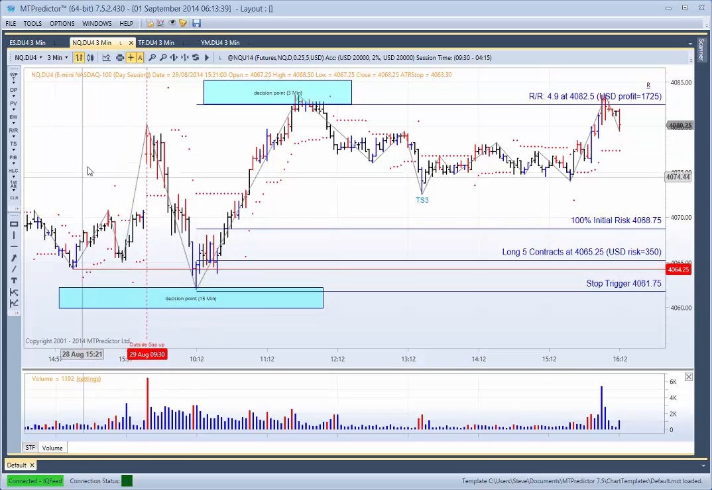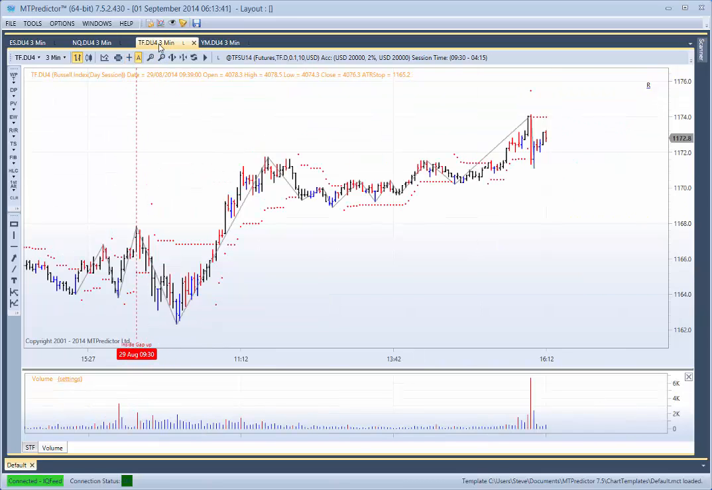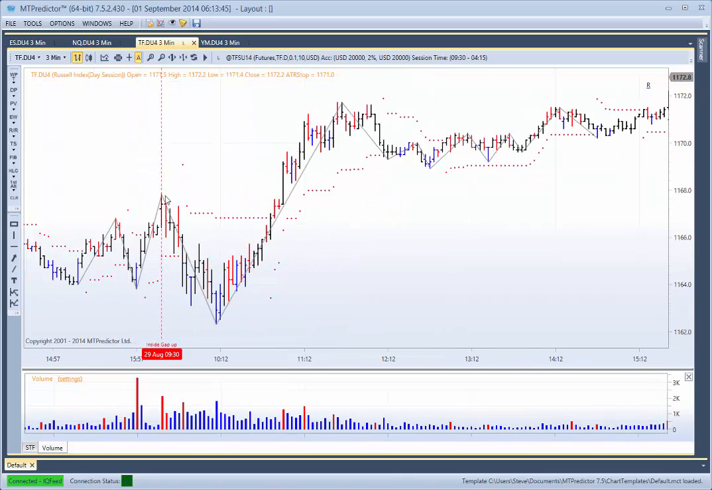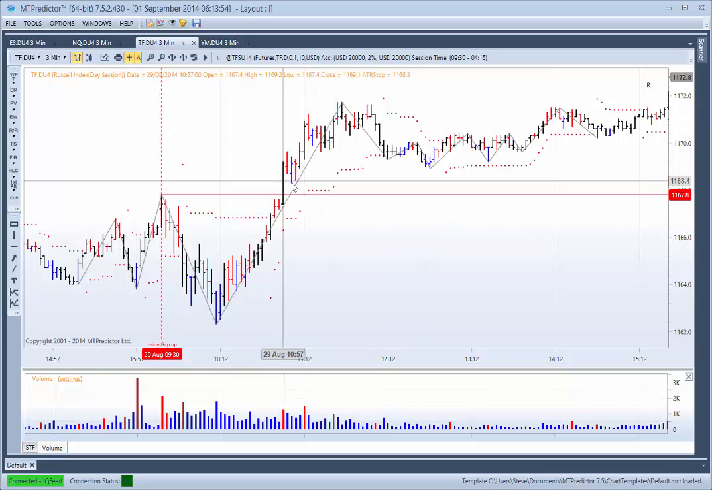Does this VSA setup always work this well? Well, of course it doesn't. Let's have a look at the Russell index. Here you can see we also had another important high. If we go and place a tag on that, you can see this bar here, which was the 10:57 bar, made a new high through this prior pivot. We go back, this was actually a VSA bar as well.